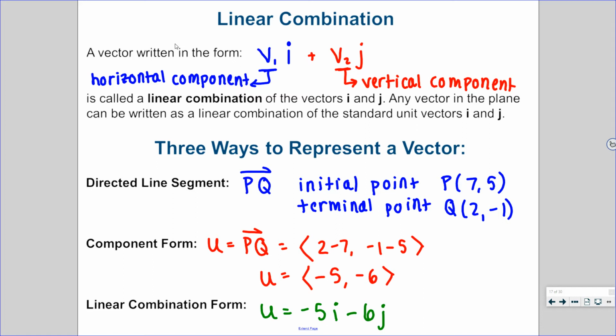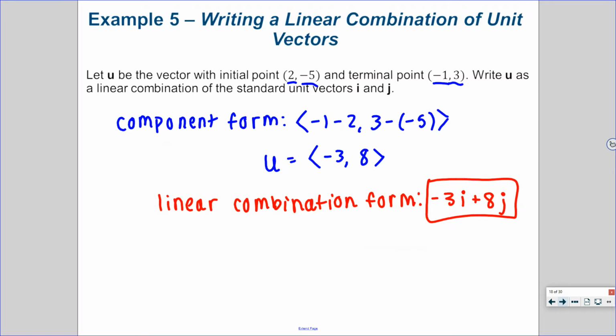All right, so as students are getting their notes out, I'm just going to refresh. Yesterday we learned this new linear combination form, and it's basically just another notation or another way to represent a vector. So, in summary, these three vectors written in three different forms as a direct line segment, component form, linear combination form, all represent the same thing, just written in different notations. So we practiced one problem in the linear combination form, and really you just take your horizontal component first, tack on an i, which is our standard unit vector, vertical component second, tag on a j.